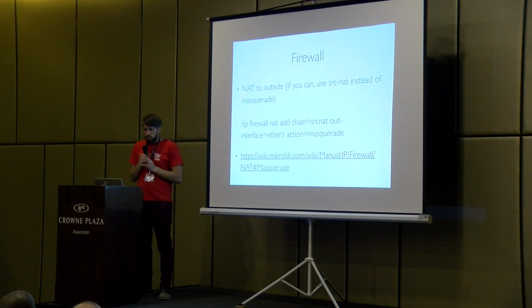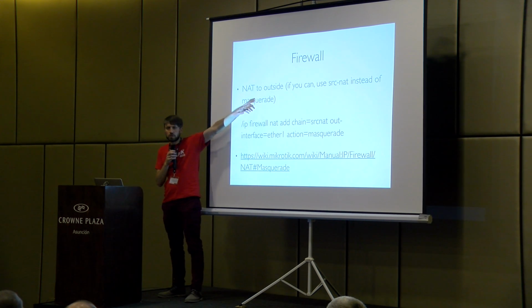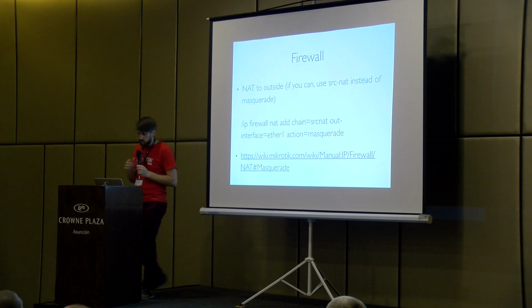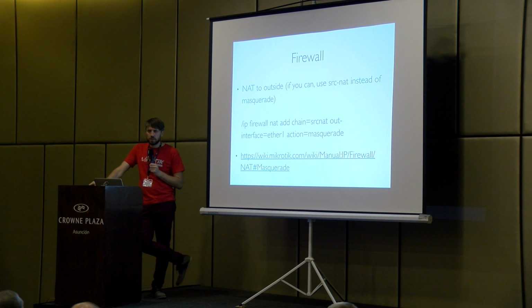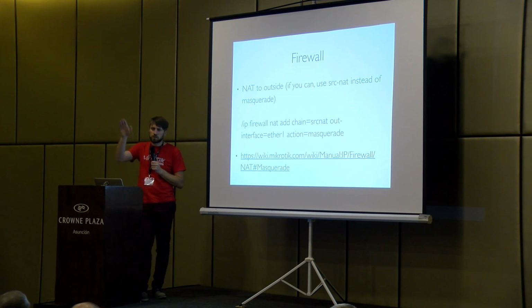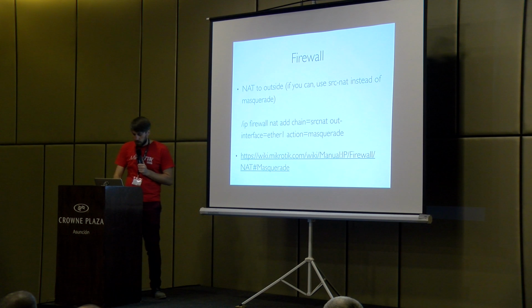But with the NAT, if you have a static address for your internet connection, we strongly suggest that you change that action masquerade to source NAT, because there might be some issues if you have flapping on your interfaces, like when it always goes up and goes down. It is much better that you use action source NAT instead.